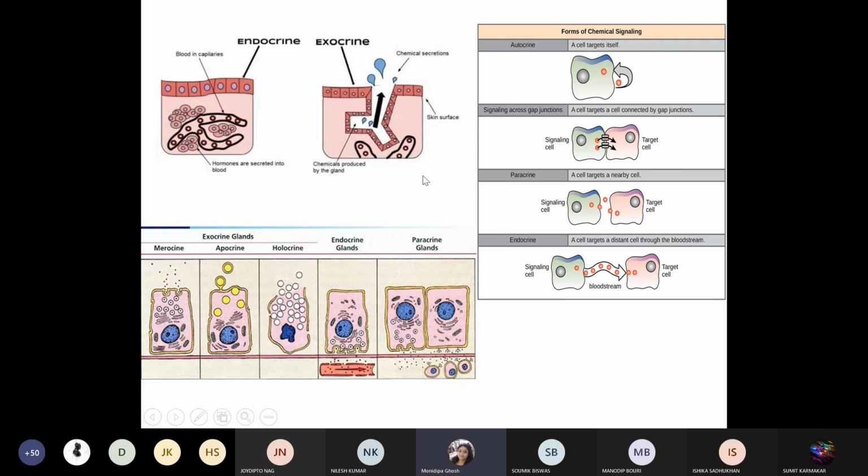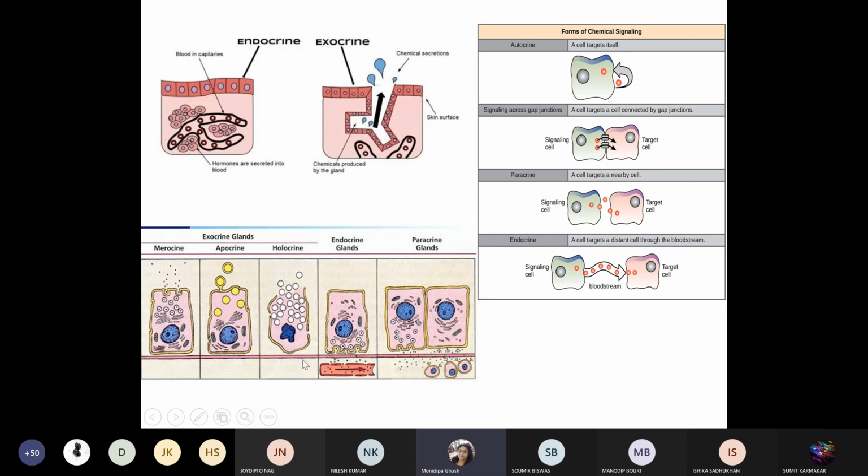Now, the glands which are exocrine in nature are of these varieties: merocrine, apocrine and holocrine. I will be discussing later about the names and why they are named like this. The apocrine glands secrete the materials in a vesicular encapsulated manner, and in holocrine, the whole cell is burst.